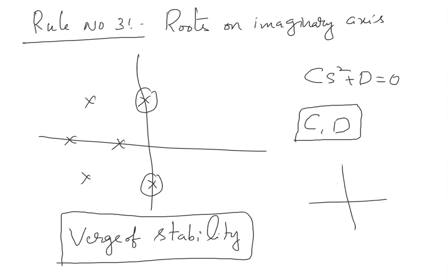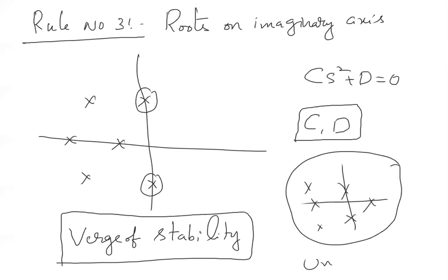Suppose if I take system like this, is this verge of stability or unstable? This is unstable, because one root, even a single root lying on the unstable side will make the entire system go into unstable region. For a stable system, everything should be stable.